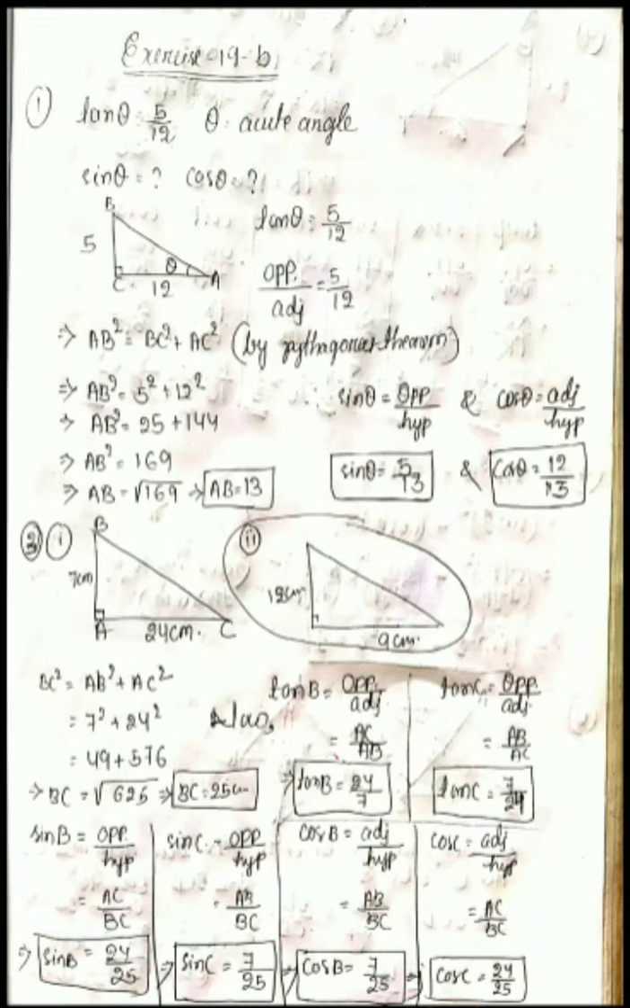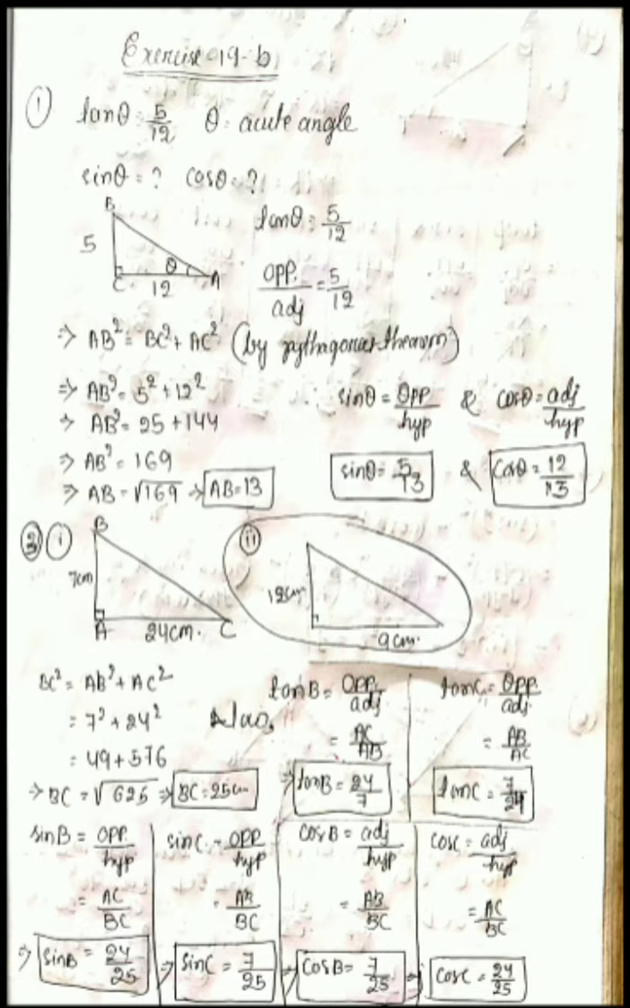Hello everyone. Students, in the previous class we discussed all the examples, and today we are going to discuss exercise 19B. Open your book, chapter 19, and see question number 1. Given that tan theta equals 5 by 12 and angle theta is an acute angle, find sin theta and cos theta. So what is given, students?